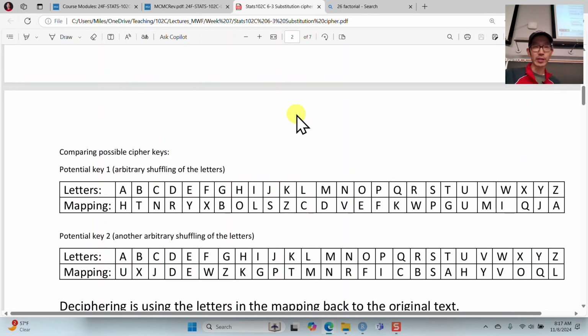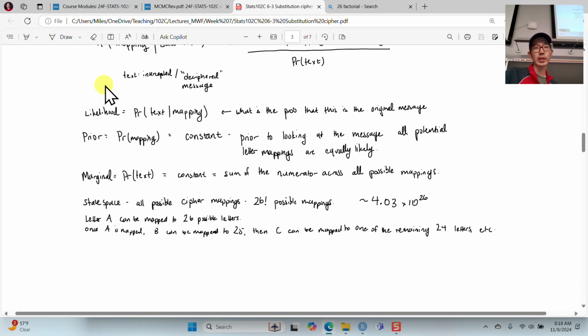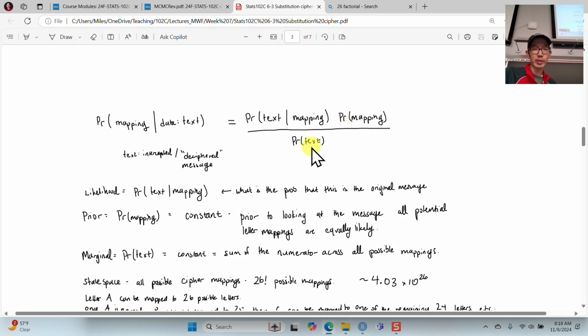Versus, given this mapping, this would be the original text. Given this mapping down here, this would have been the original text. And so we ask, what is the likelihood that this was the original message versus that this was the original message? Our gut feeling says this one has a higher likelihood. And that's what our likelihood is referring to: the probability of the text given some mapping, or the probability that this was the original message.